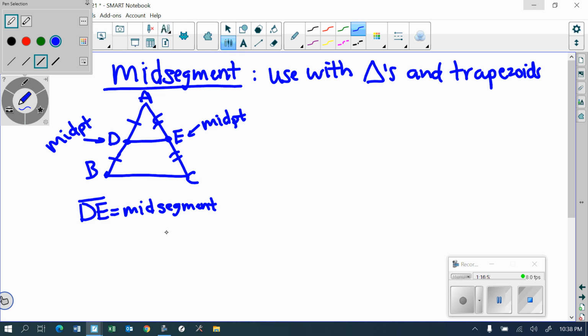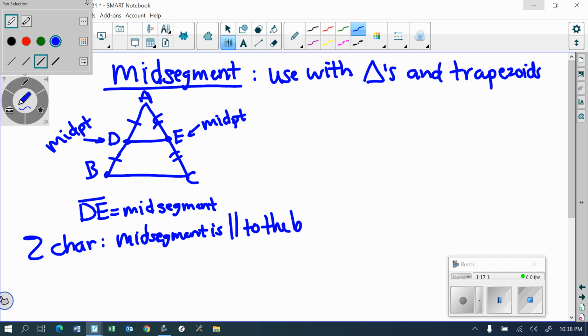So now what are the two characteristics of a mid-segment? Two characteristics. CHAR for characteristics. DE, or I'll just say mid-segment, is parallel to the base. Okay, or for the trapezoid, base is.